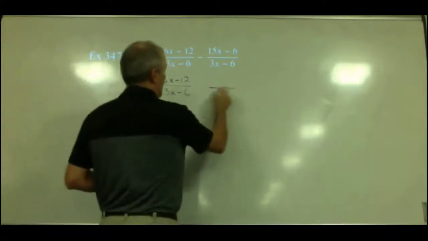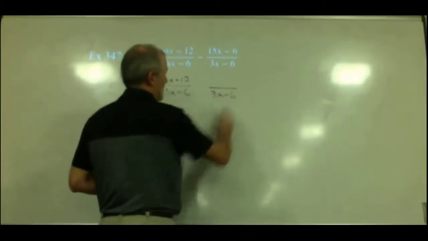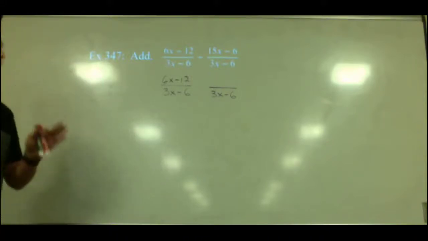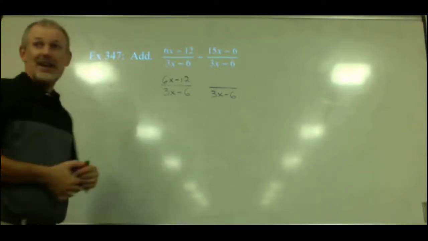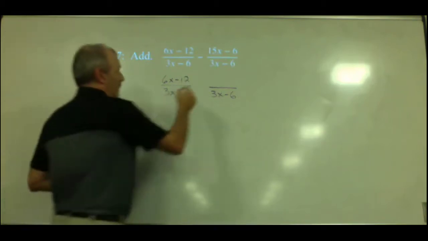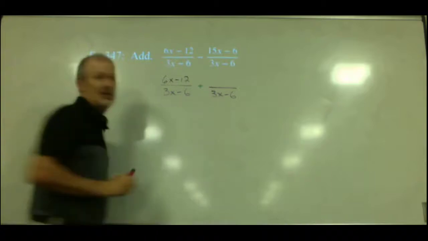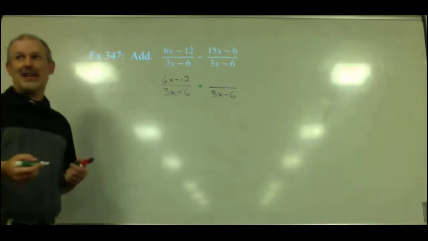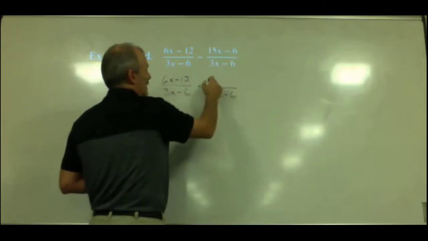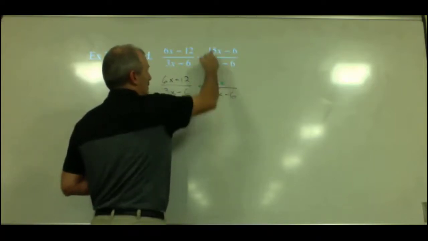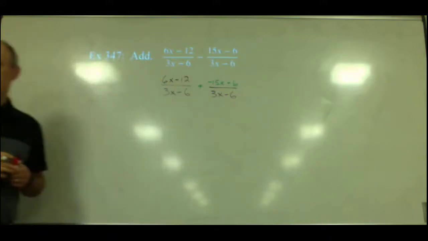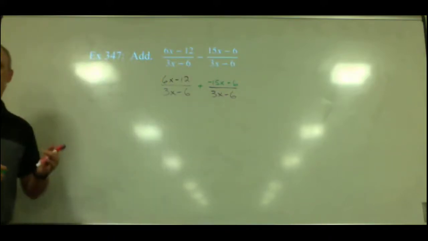And our denominator, 3x minus 6, stays exactly as it is. That doesn't change. The only thing that changes, and I'm going to use green to highlight what's changing, is this becomes a plus sign. So we change it to adding. And these become opposites. So it'll be negative 15x because it used to be a positive, and this will be a plus 6 because it used to be negative. So whatever signs are there, they switch.